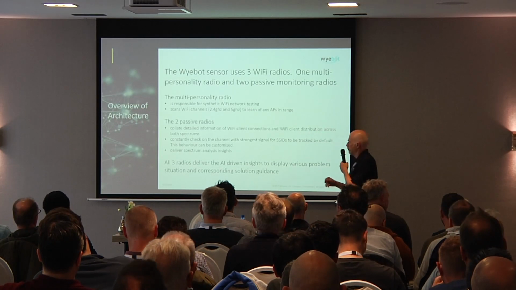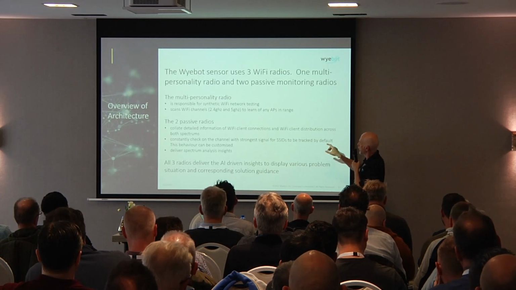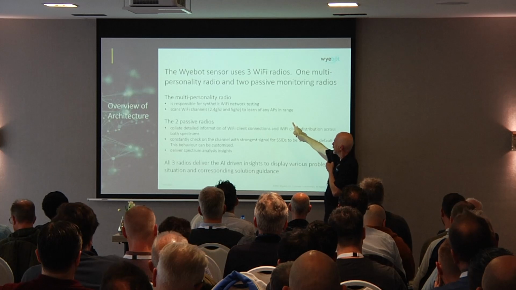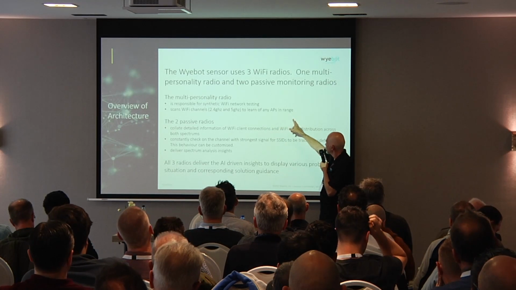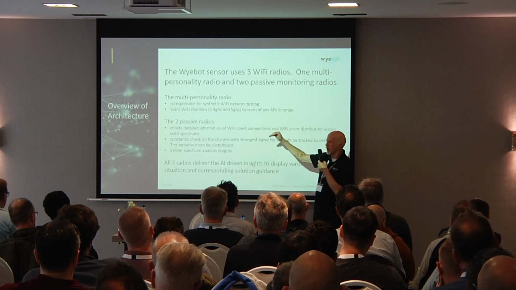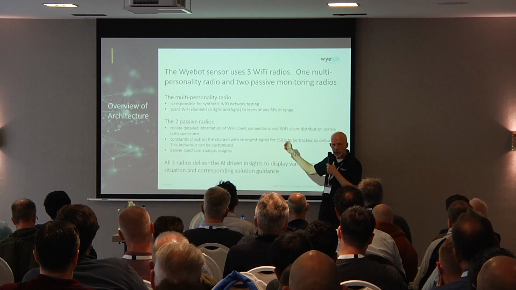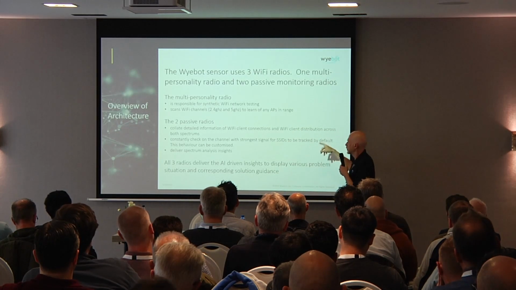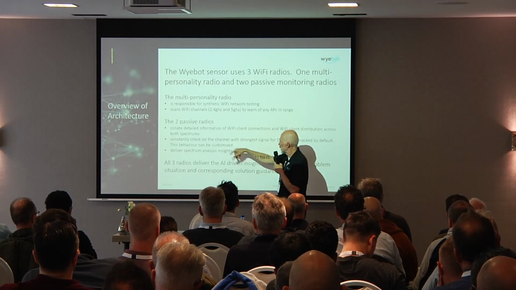So just a little bit more about the detail of the sensor. As I said, 3 Wi-Fi radios. The multi-personality radio is involved primarily with network testing, but also it's used to scan channels around to work out where the APs are in range. And then we can make a decision on which channels we need to monitor with the passive radios.